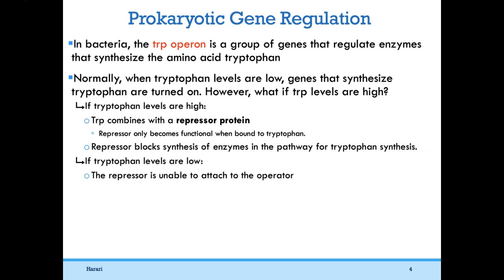When tryptophan levels are low again, the repressor cannot attach to where it was blocking transcription because there's no tryptophan, right? Remember that the repressor requires tryptophan in order for it to stop transcription. So therefore, if there's no repressor, RNA polymerase is free to bind the promoter and transcription of those enzymes can be initiated.